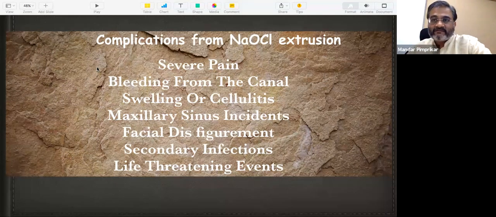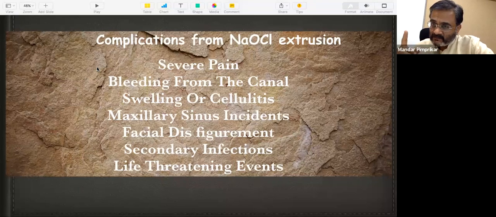And then finally, the third category could be that you inject sodium hypochlorite thinking that it is local anesthetic. That's a disaster that one should avoid. To prevent that, start using cartridge syringes for anesthesia and use normal syringes for your sodium hypochlorite irrigation.